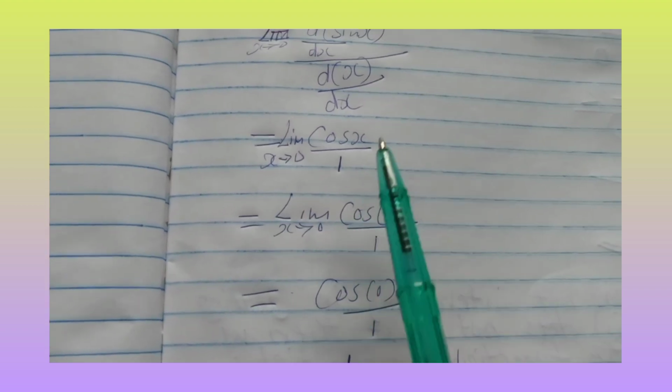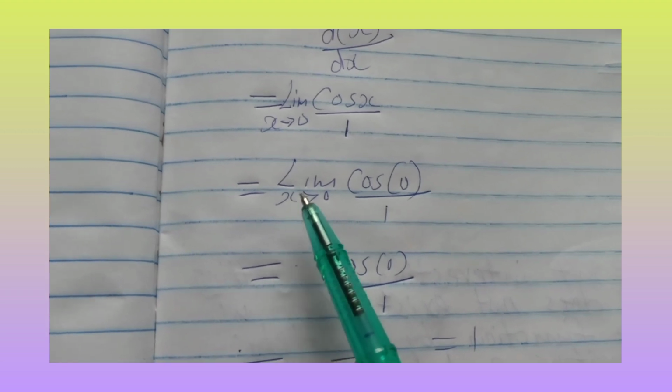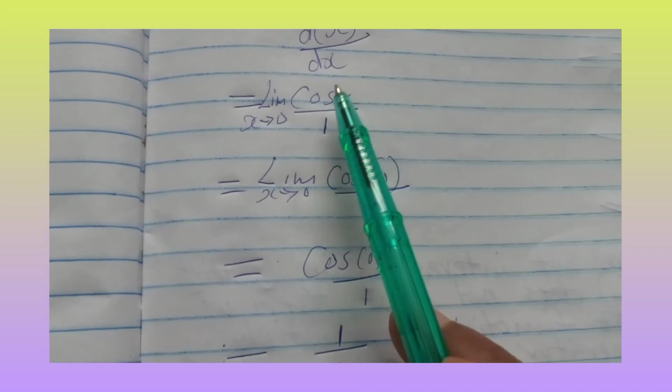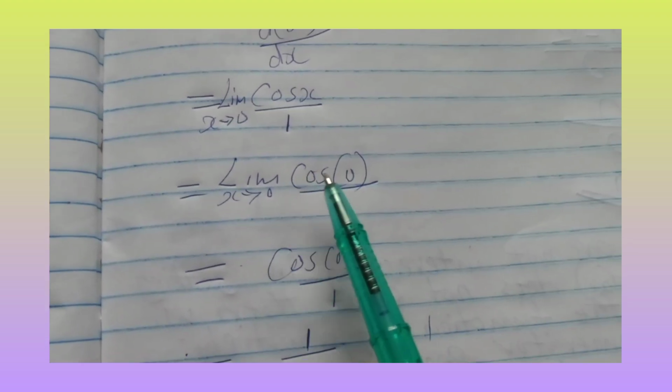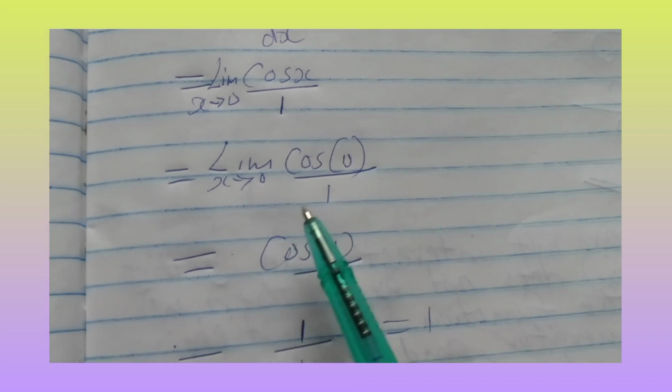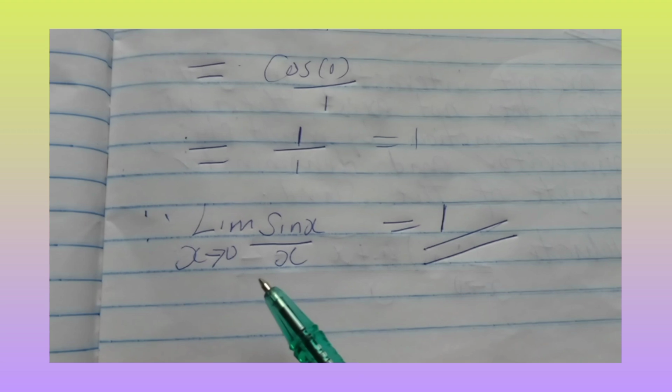And for the limit of cos x all over 1, we now substitute the value because they say as x tends to 0. So anywhere we see x, we put 0 in place of the x. Cos becomes cos 0 all over 1. And cos 0 is the same thing as what? 1. So 1 all over 1 is what? 1. So the final answer becomes 1. So the limit of sine x all over x as x tends to 0 is 1. So take note of it.